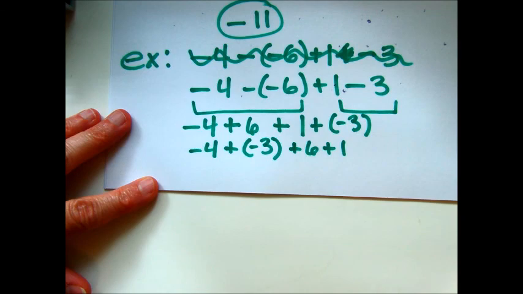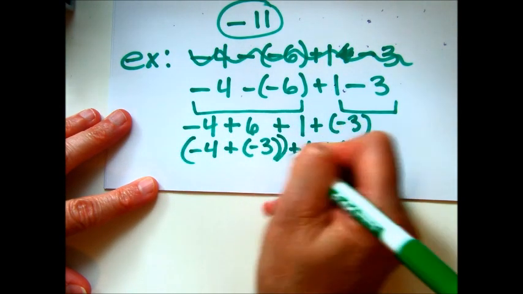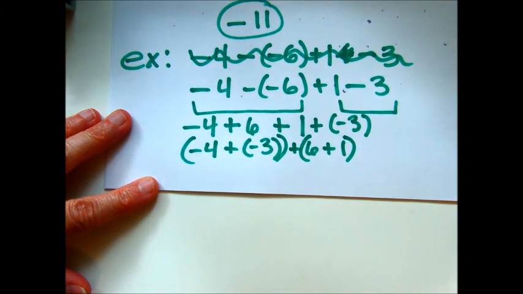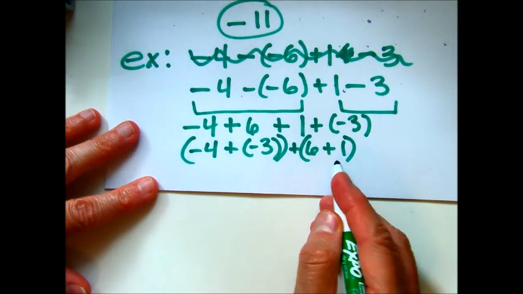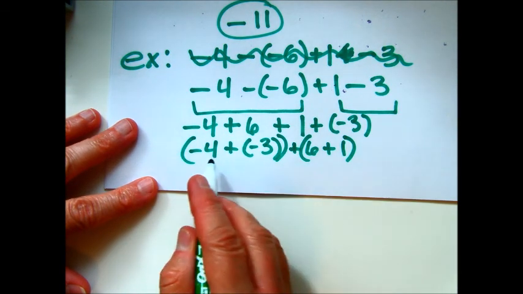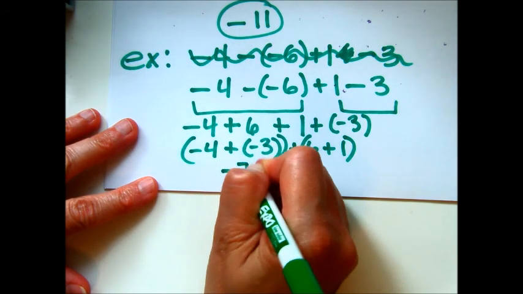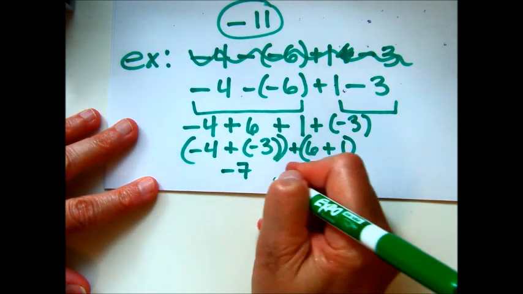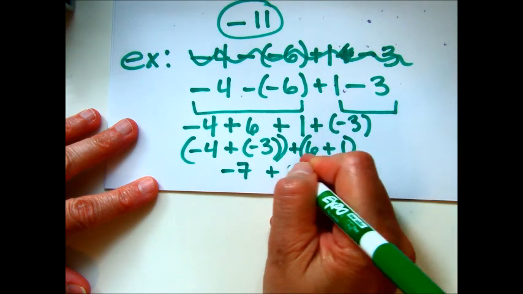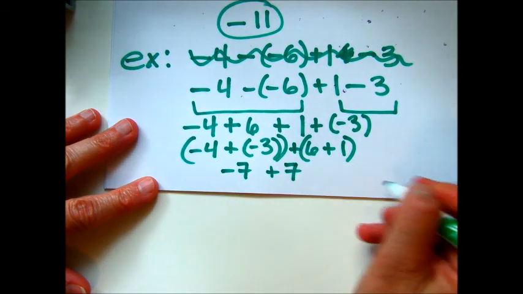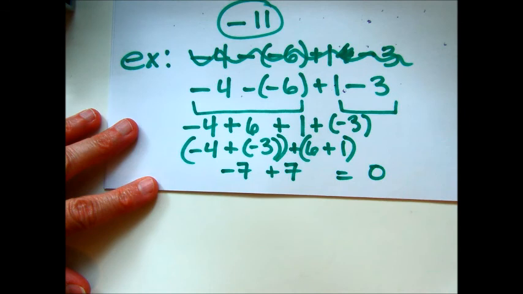Now I want to use associative property. Group my like terms. These are my negatives. These are my positives. When I have negatives, I'm just going to add. So I have a total of negative 7. And my positives are positive 7. So my answer is going to be 0. When you add the opposite of a number, you're going to get 0.